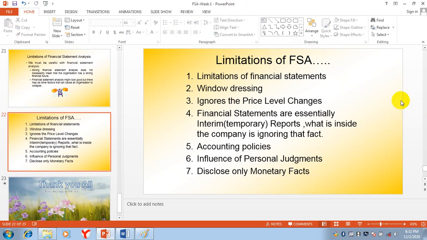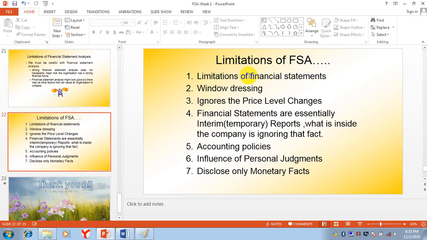Simple. You are analyzing a thing in which there are weaknesses. So when you make an analysis, that analysis will not be good. There are weaknesses in financial statements, and we are making financial statement analysis on the basis of these financial statements. So this is a limitation of financial statement analysis.